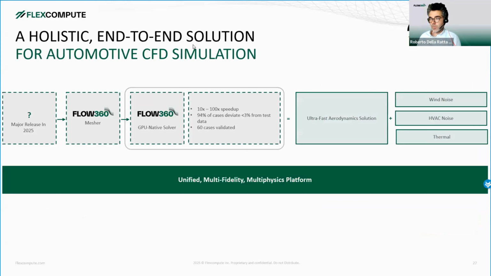In terms of what's next, so far this is our solution. We aim to be an end-to-end solution, so not just Flow360, the solver that you have seen. I briefly mentioned that we also have a mesher, but there will also be some other major releases in 2025, with the end goal of having an end-to-end solution. The objective is an ultra-fast aerodynamic solution that will also give you, for free, the wind noise, HVAC noise, and thermal. It's a multi-physics platform and a unified approach.